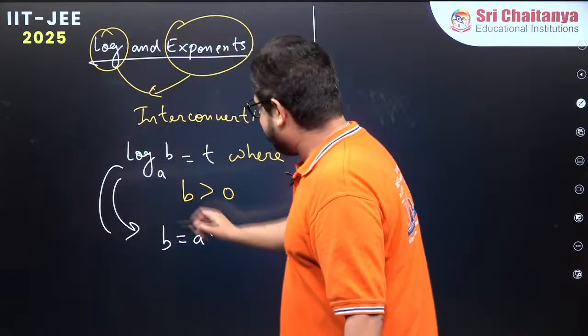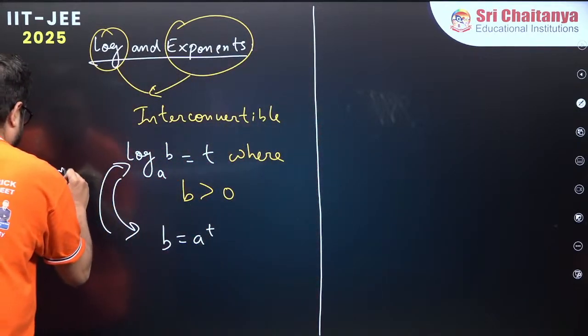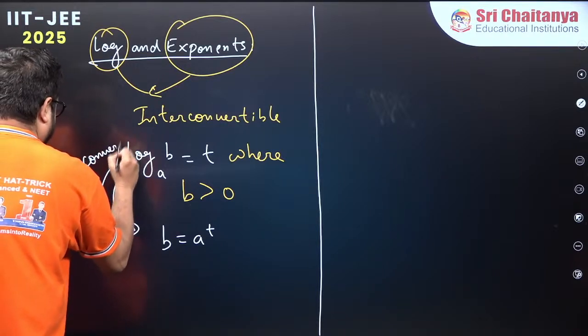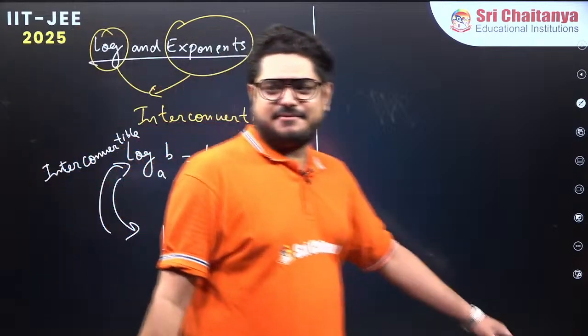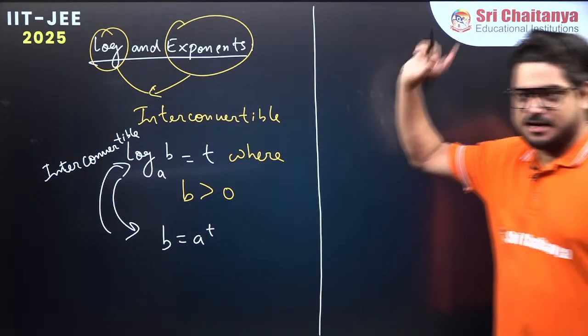So you can see that these two functions are interconvertible. We can call that these two functions are interconvertible. That's what I was trying to say. Clear, everyone? If yes, give a thumbs up that log and exponents are interconvertible.